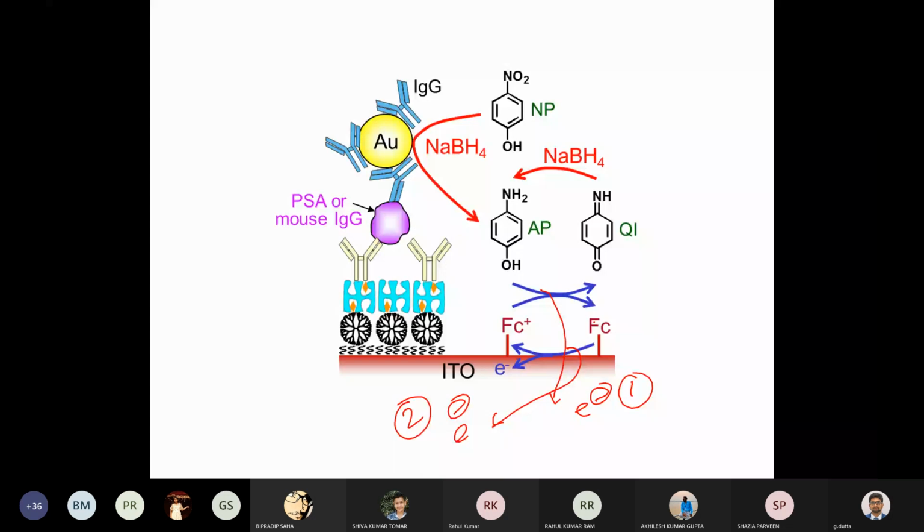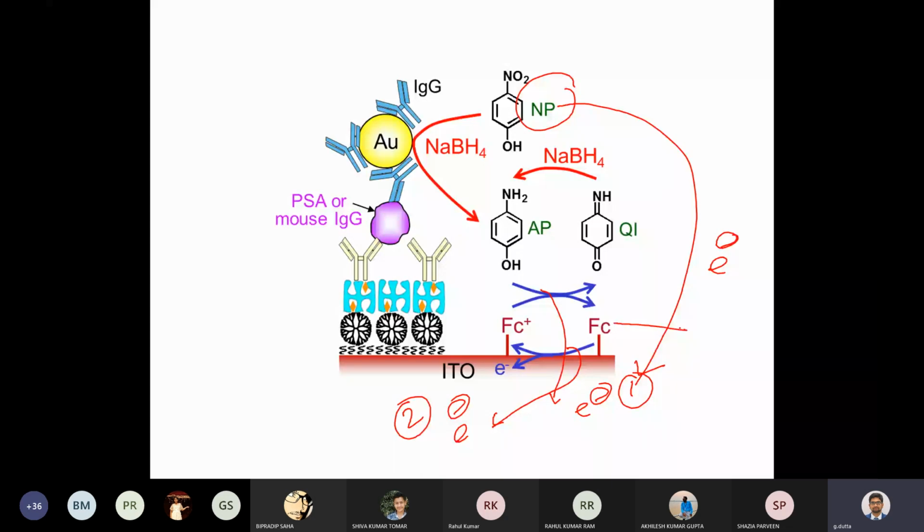See, we are mainly transferring the electron from here to the sensor surface, right? This electron is transferring. So anyway, you can see, as I mentioned, this is the mediator, right? Mediator. And this aminophenol also acts as a mediator.